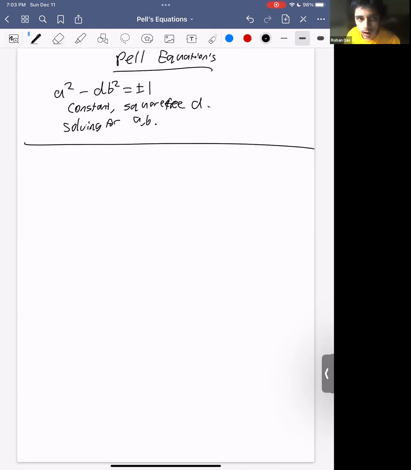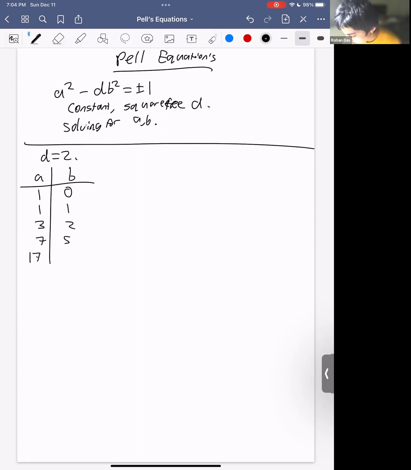Now we can first try to examine some solutions to try to characterize the general case. We first work with d equals 2. One obvious solution here is just a equals 1 and b equals 0, because 1 minus 0 is 1. And then we can also see that a equals 1 and b equals 1 is a solution, because 1 squared minus 2 times 1 squared is equal to negative 1. If we continue further, we can find that more solutions are 3, 2, 7, 5, and 17, 12, and this will continue, but this is enough for now.